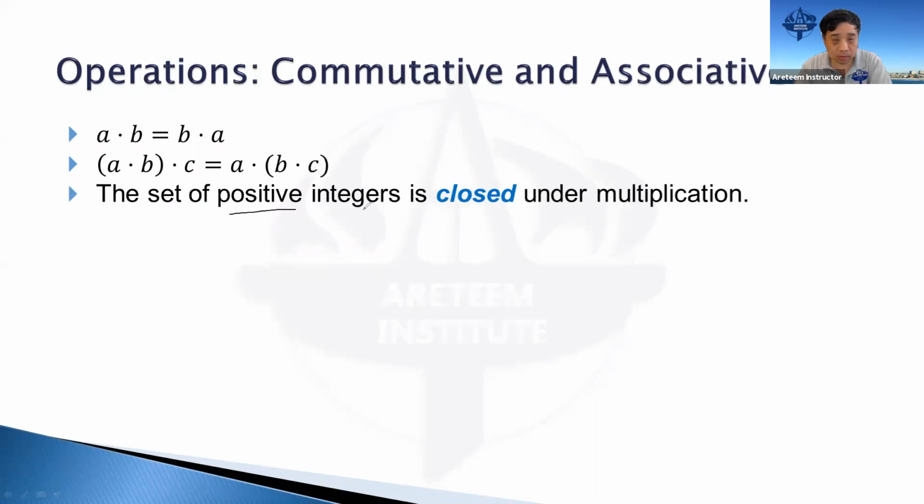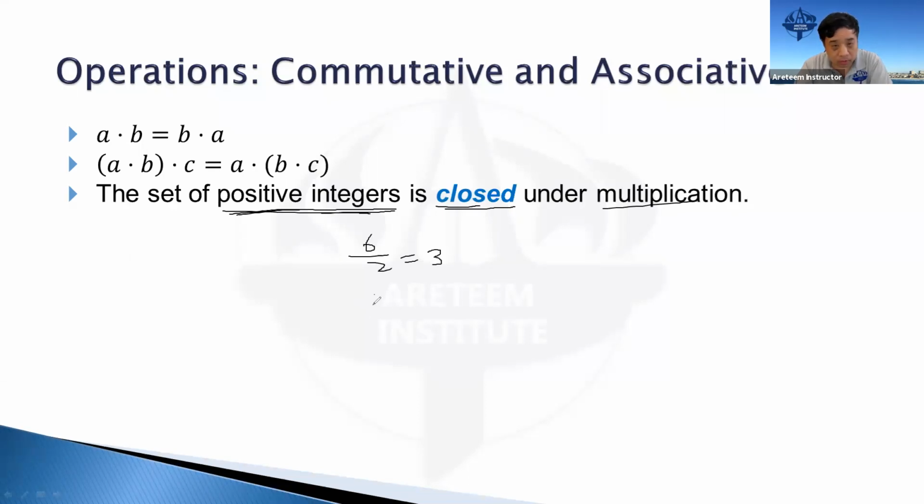The set of positive integers is closed under multiplication. What do we mean by closed? If you take 2 positive integers and multiply them, you still get a positive integer. You don't get anything outside the set of positive integers. So it's closed under multiplication. It's not closed under division. With positive integers, if you do a division, you sometimes still get a positive integer. 6 divided by 2 is 3. That's still okay, but not everything.